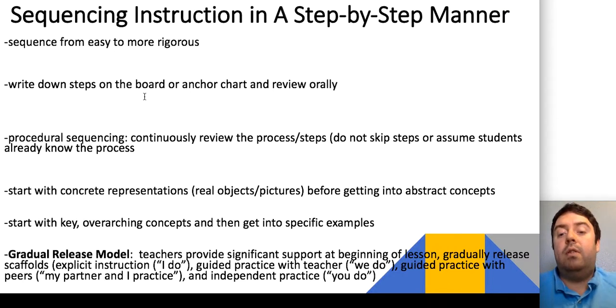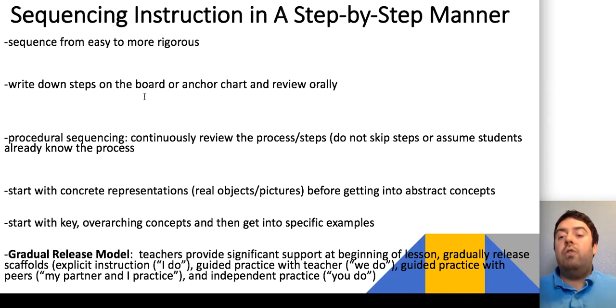Another way to scaffold instruction for English language learners, and as you'll notice, this is actually beneficial for all learners in general, is to sequence instruction in a step-by-step manner. So, first of all, it's important that when you're introducing a new topic, you want to start with the very easy fundamental concepts and then gradually increase the rigor or difficulty level. Also, if you're going over a process or an activity that has steps, it's great to actually write down those steps on the board or post it as an anchor chart which students can refer to.